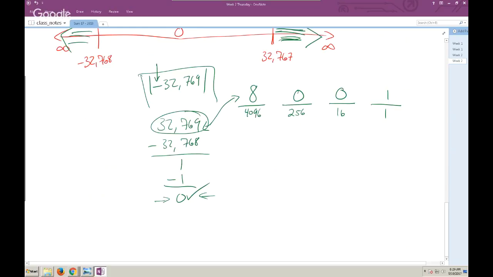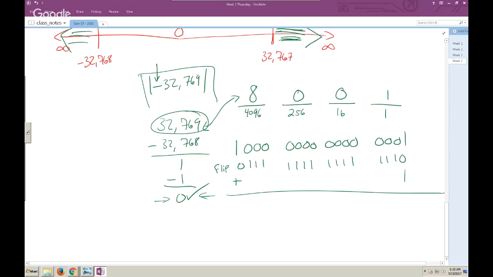Okay, so we have 8001, right? Which, if we write it out in binary, an 8 looks like 1. True? Okay, now what happens if we flip the bits and add 1? So let's flip the bits. We end up with 0, 1, 1, 1, 1, 1, 1, 1, 1, 1, 1, 1, 1, 1, 0. And then add 1.